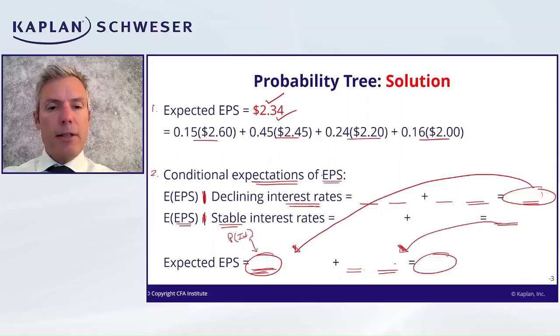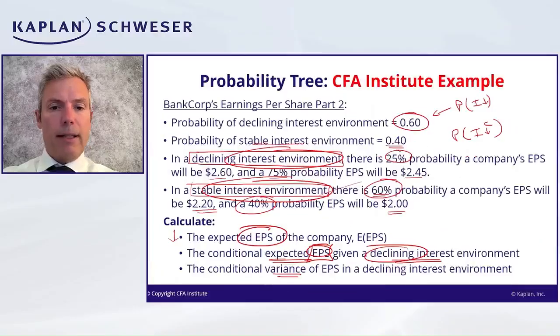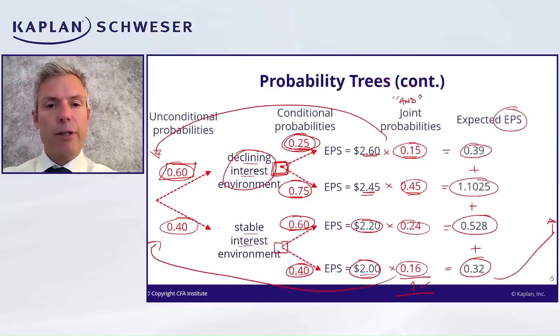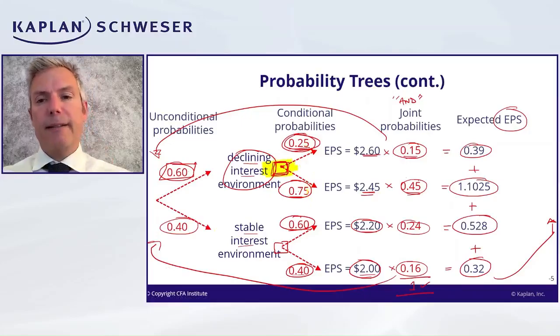So that's answered the second question, conditional expected EPS given the declining interest rate environment. The third question is probably the least trivial one, the most complex one: the conditional variance of EPS in a declining interest rate environment. Once again, the tree is crucial. We're in a declining interest rate environment, so we are standing here, and we're thinking about the variance when we stand here.